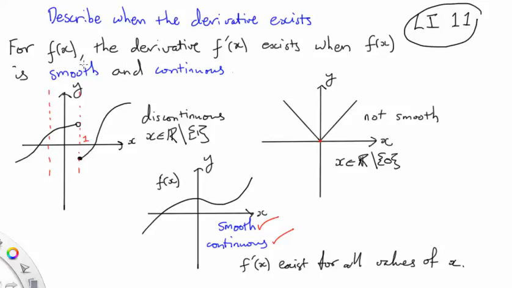So for f of x, the derivative f dash of x exists when that function is smooth and continuous. If you know what the word smooth means, and you know what the word continuous means, you know how to check for them, and you know why we care, then you've gotten everything you need to know out of this video.